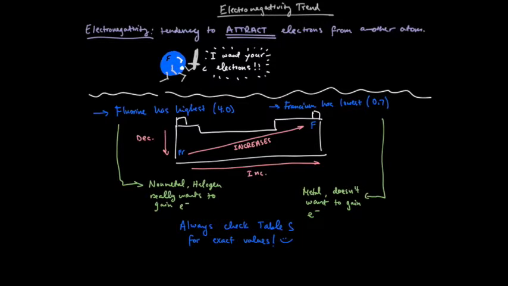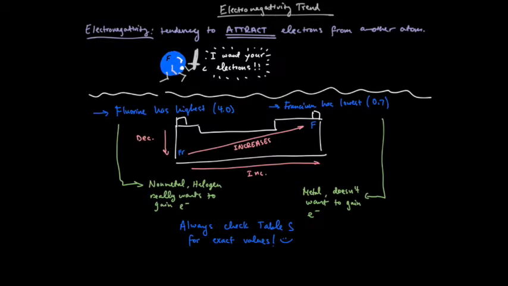And here are some notes about why fluorine has the highest and francium has the lowest. Fluorine is a nonmetal, it's a halogen, and it really wants to get those electrons, so that's why it has a strong electronegativity. It wants to attract them. And francium is a metal. It doesn't want to gain electrons. It wants to lose them, most likely. So they don't want to take more. It's better to lose one than to gain 7. And if all else fails again, always check Table S for the exact values.